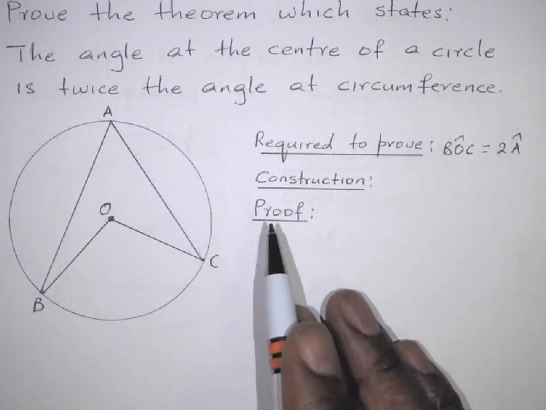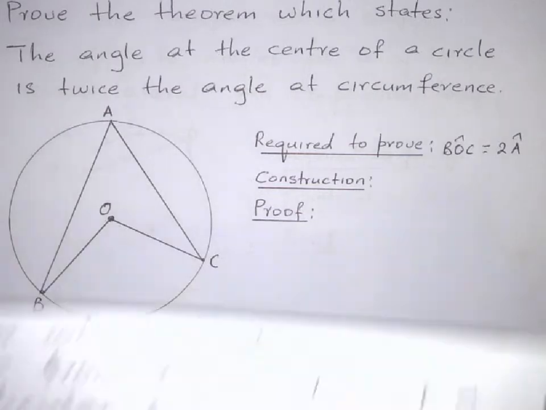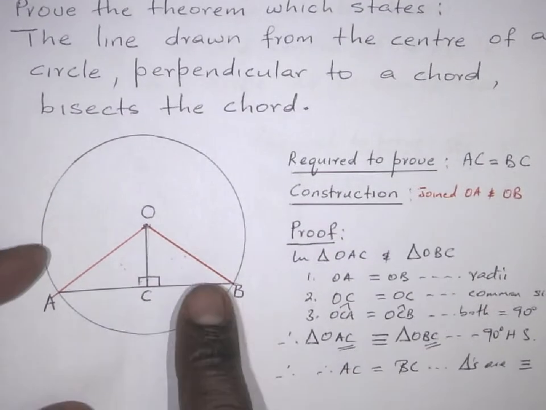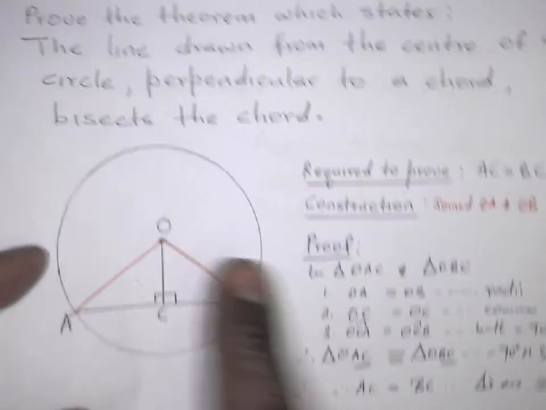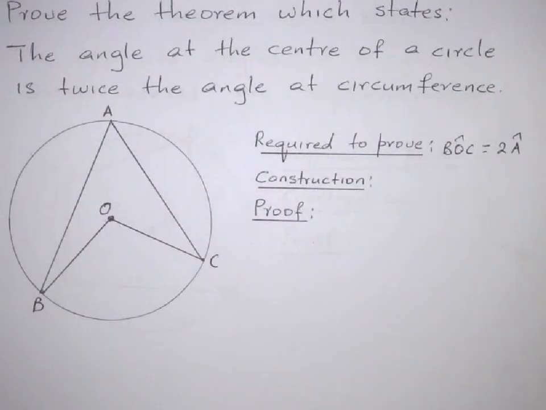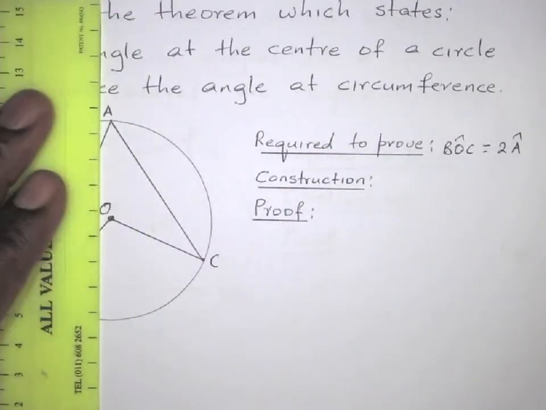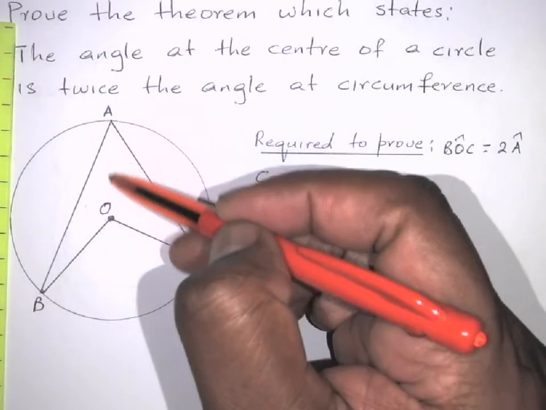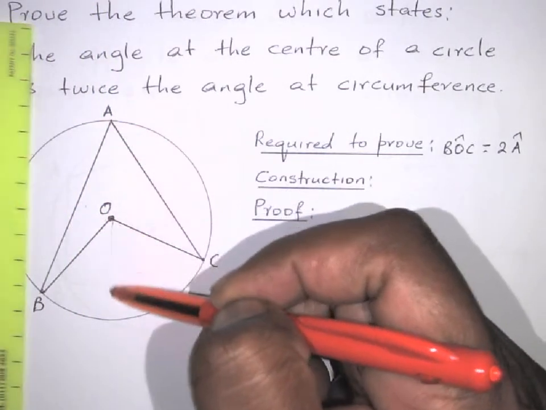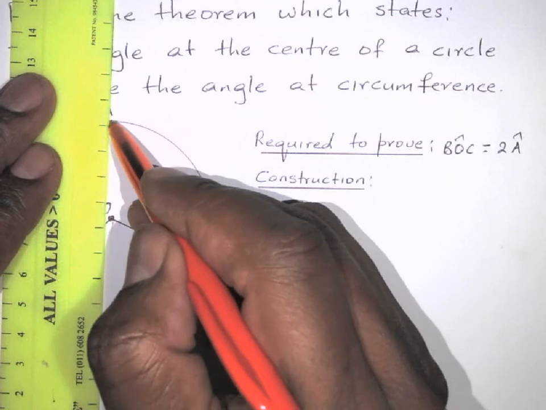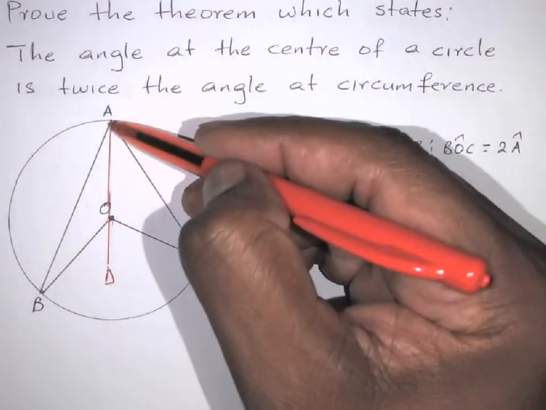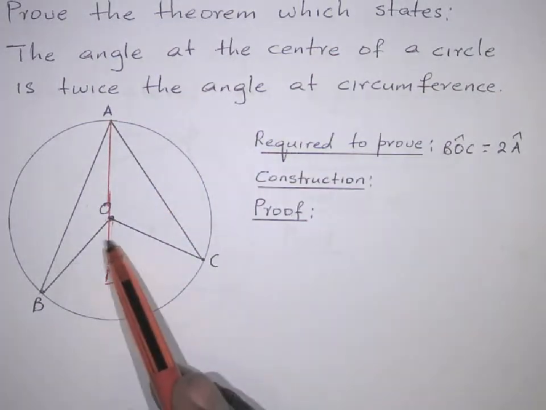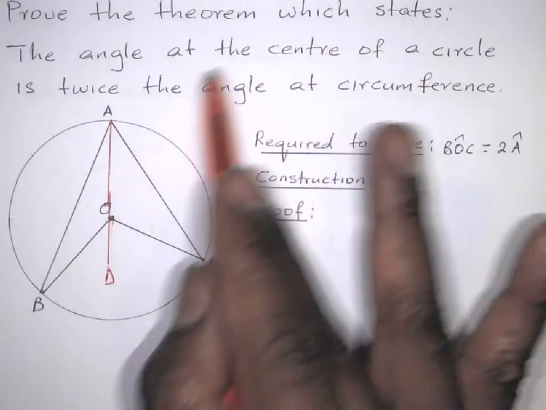So again, as we did in the previous one, every time you go to prove a theorem, you must do some kind of construction. I use the red pen so that you can see. My construction in this case is that I draw a line from A going through O, let's say to D. Now I've got that line going over there. That's our construction. For our theorems, there must be a construction.